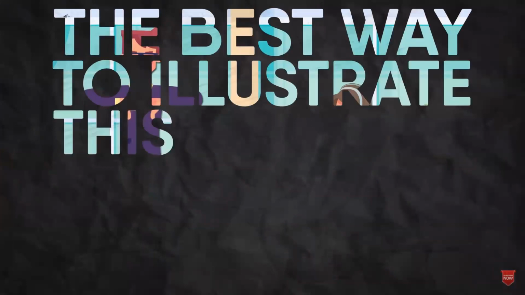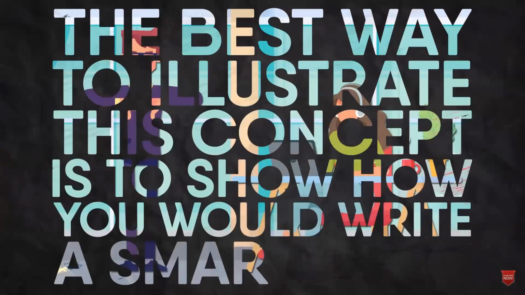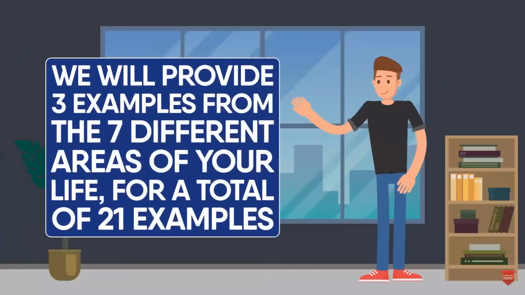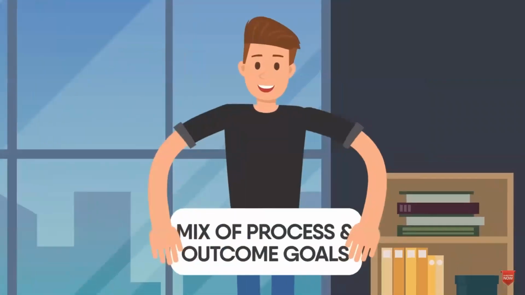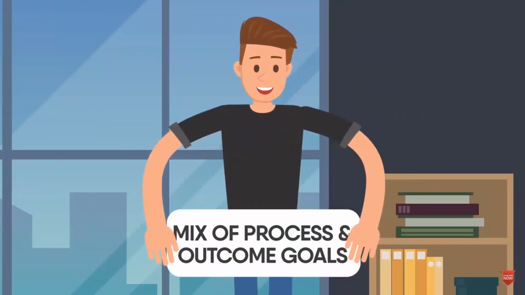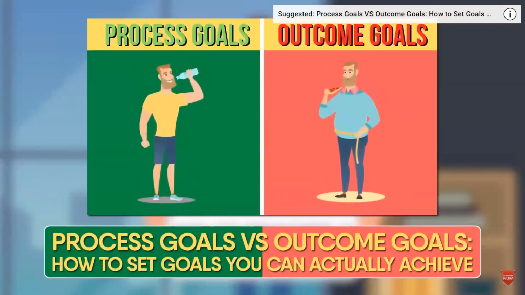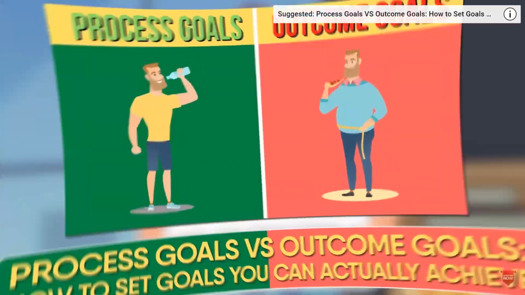Now, the best way to illustrate this concept is to show how you would write a SMART goal. So in the next part of the video, we will provide 3 examples from the 7 different areas of your life for a total of 21 examples. One thing, the following goal examples are a mix of process and outcome goals. So if you would like to learn more, then be sure to watch our video that explains the difference between these 2 types of goals.